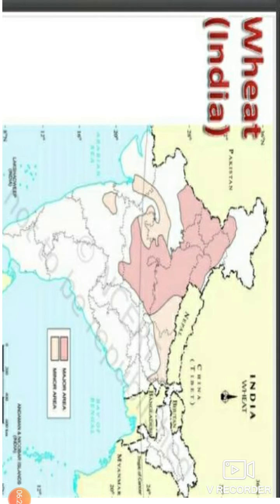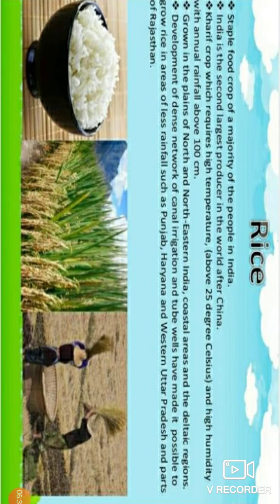Then here you can see in this map where the wheat is produced generally. And then next is rice. So see, this is the staple food crop of the majority of the people in India. India is the second largest producer in the world after China.